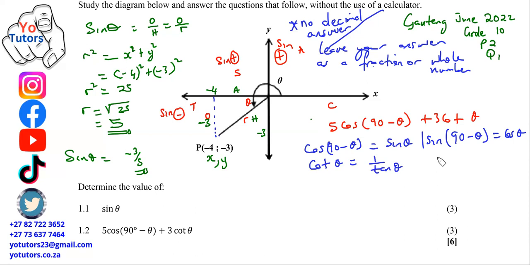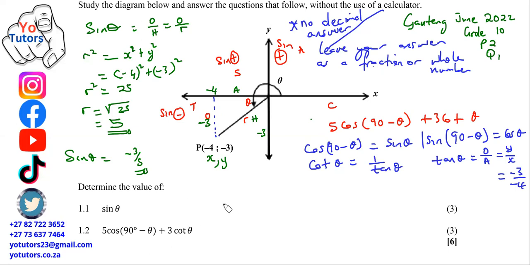Now let's look at it. What is our tan theta in this case? Tan theta is equal to opposite over adjacent, which in this case is y over x. Our y is -3. Our x is -4. So that is our tan. If it is now cot, it means that it's going to be -4 over -3. Now let's solve this problem here.